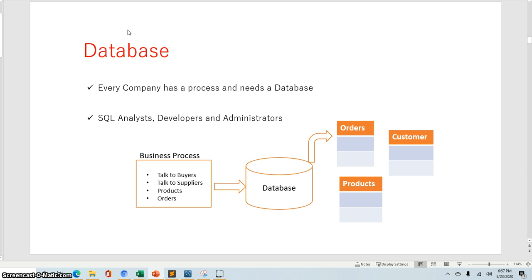Database, in short, you can say it's a place where you store data, right? Assuming there are a lot of data points in your data set, let's say this is your business, and your business is generating a lot of data points. Where do you want to store it? You want to basically store it in a database. How do you store it?